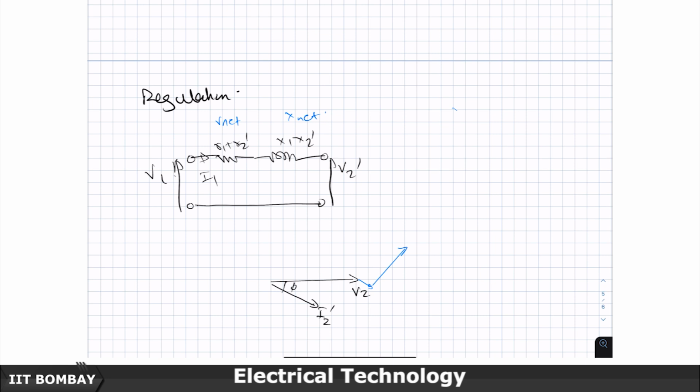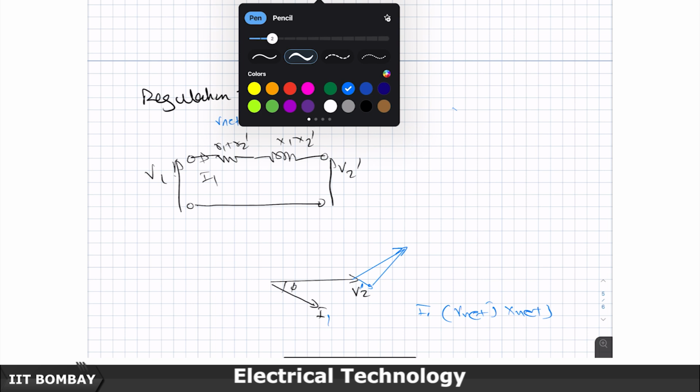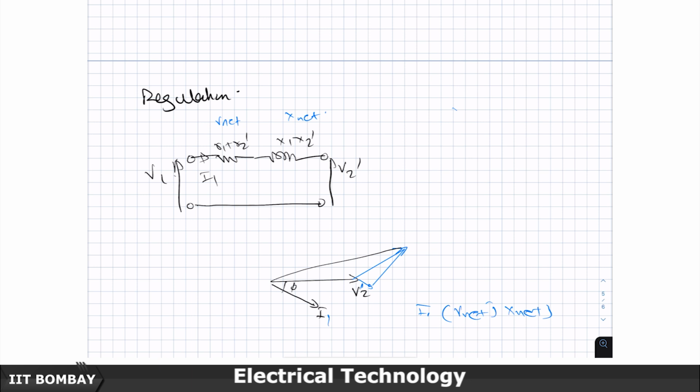So, I will get this as I 1 times R net plus j X net. So, I draw I 1 into R net here, and then take for this j a 90-degree lead like this, and I write I 1 X net here, and then I join these two finally, and I get this voltage drop which is happening inside the transformer, and I get this as V 1.